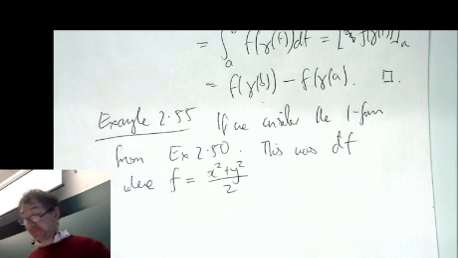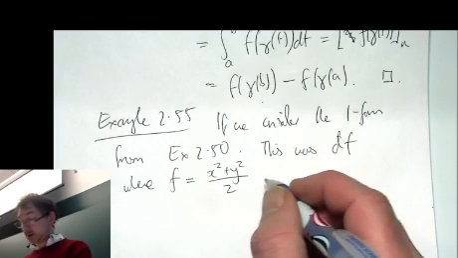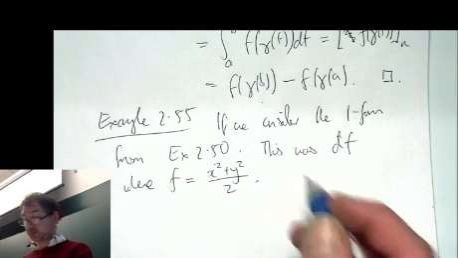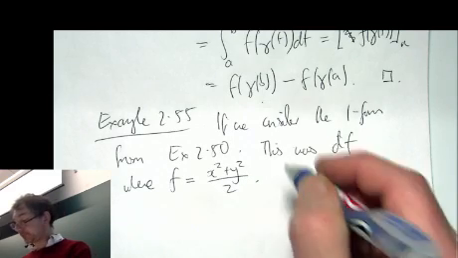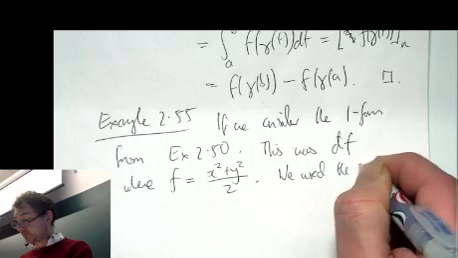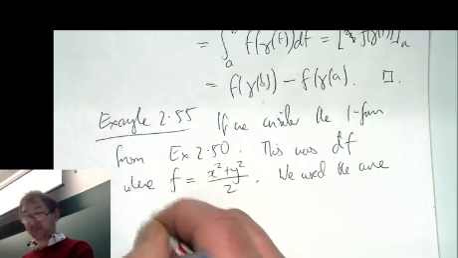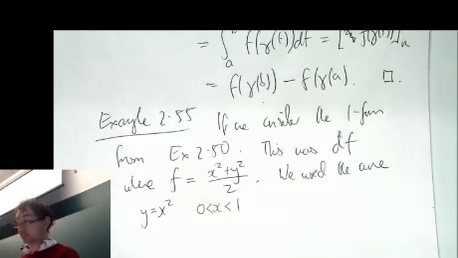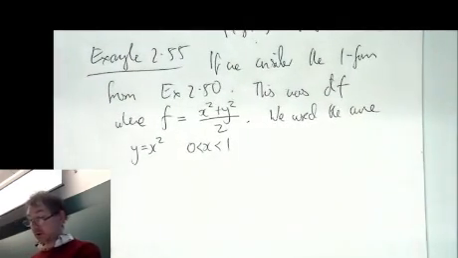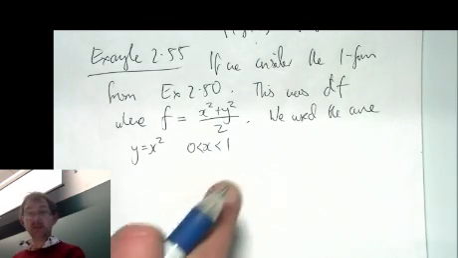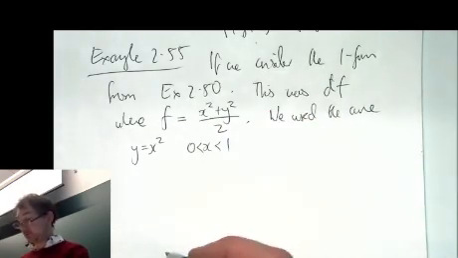The curve that we used in that example, I believe, was the quadratic. We used the curve y equals x squared with 0 less than x less than 1. And we did compute that the integral along that curve was equal to 1. So let's see if it ends up being the same when we use this formula.